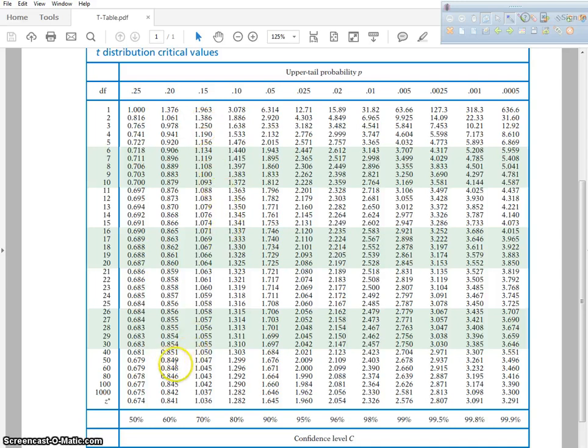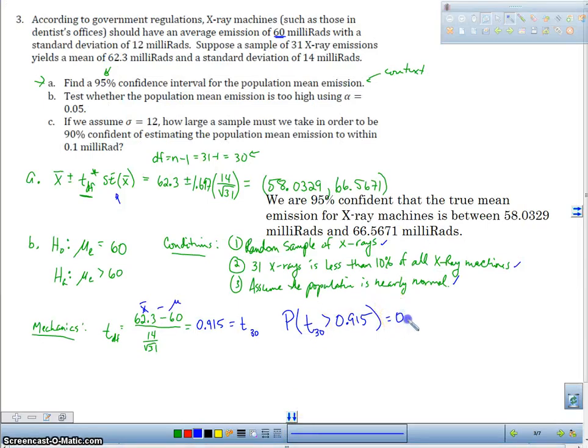So that's a close approximation to our p-value. It's close enough because we're definitely going to be higher than our alpha level. So we're going to say 0.175, which is definitely greater than our alpha level, which was 0.05.